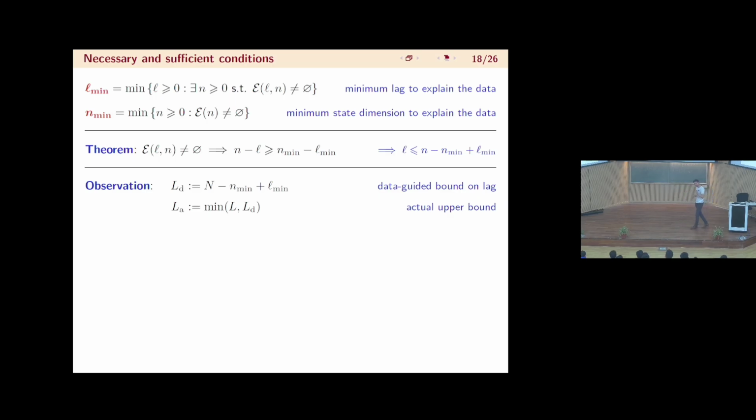In some situations, that data-guided bound on the lag is better than the given upper bound that we had before. That means that we can actually improve the upper bound on the lag, in some cases, as follows. So I take the minimum of the bound on the lag that I already had, the capital L, and the data-guided bound on the lag, L_D, and that's my actual bound on the lag.